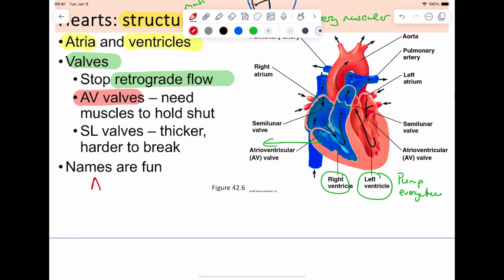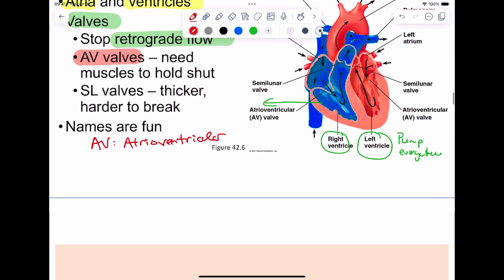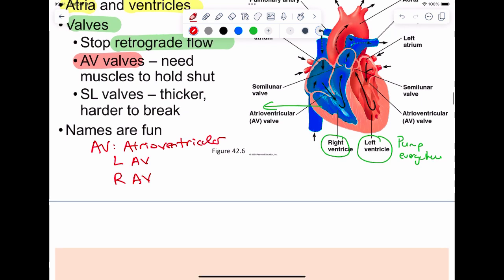AV for atrioventricular. You have a left AV valve and you have a right AV valve. We call them atrioventricular valves because they are at the split between atrium and ventricle. Atrium, ventricle. Right here would be another AV valve. So here's atrium, here's ventricle. You can technically call them left and right AV valves.